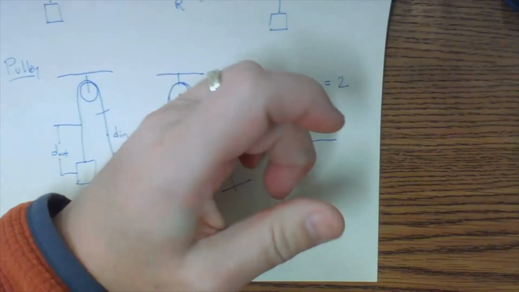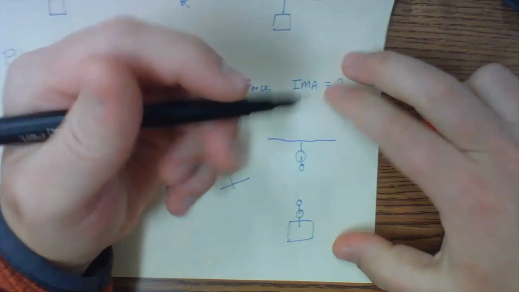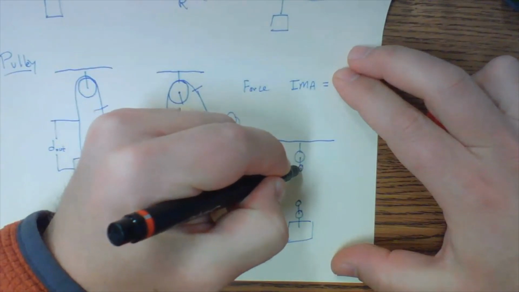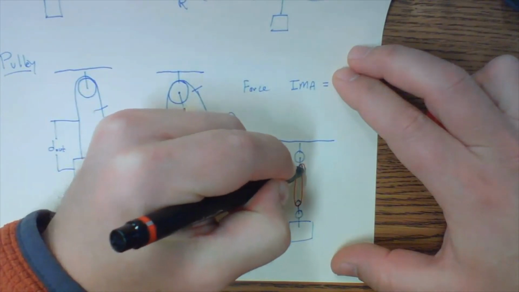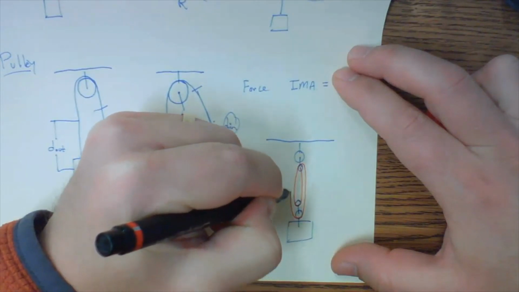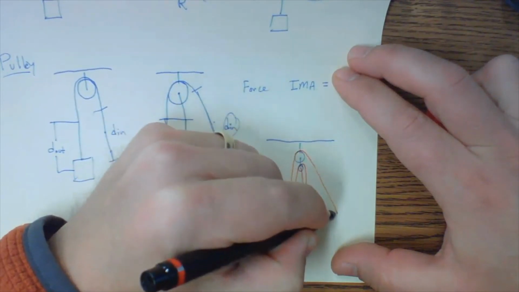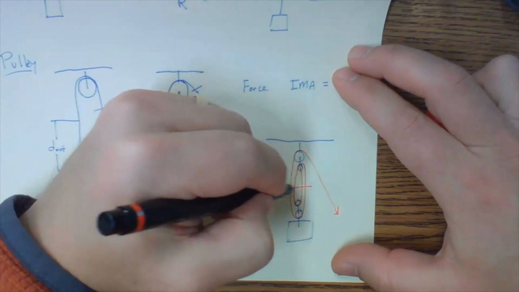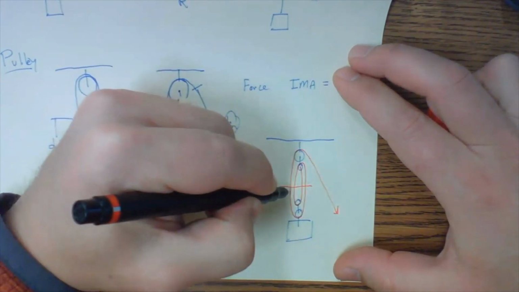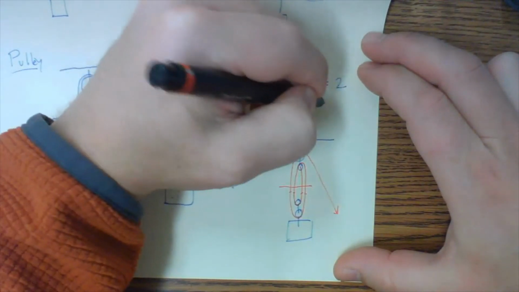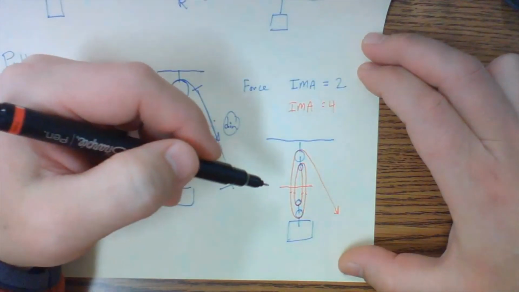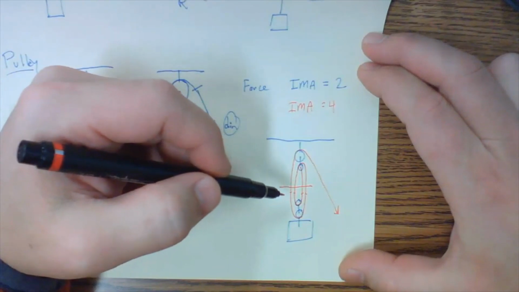Switch colors just so it's easier to see what's going on. So I'm going to take my strand of rope, tie it off, go around that pulley, go around this pulley, go around that pulley, and now I'm going to pull down this way. So now I look at this and I say, well, how many strands do I have connected? 1, 2, 3, 4. So really this is an IMA that's equal to 4. So I can lift 4 times as much of this.